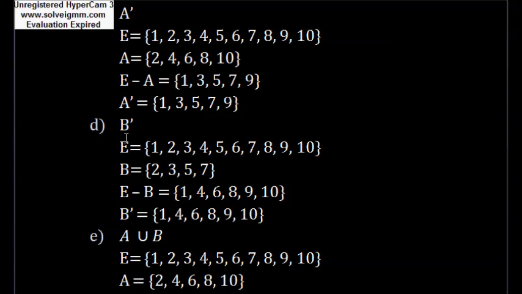Now B complement means you have to subtract B from E. A is given, B is given. So when you subtract it, the remaining elements are 1, 4, 6, 8, 9, 10.